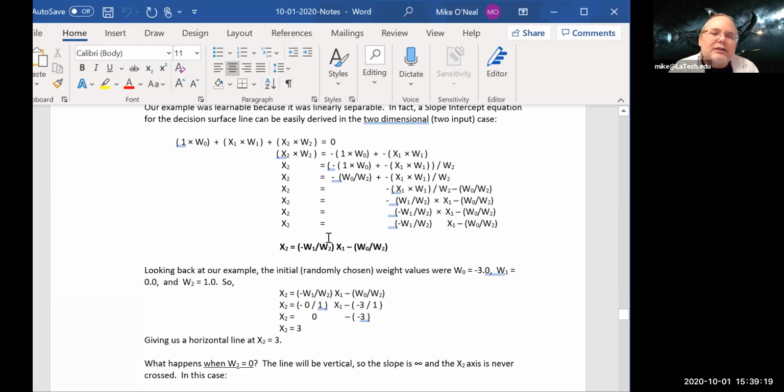So you can convert this with a little bit of algebra into a slope-intercept version of the decision surface. So for two-dimensional input, an x1 and a y1, or an x and a y, you can get a line. And that is your decision surface. And all you're really doing is changing the slope and where it crosses the x1 axis. That's all you're really changing.